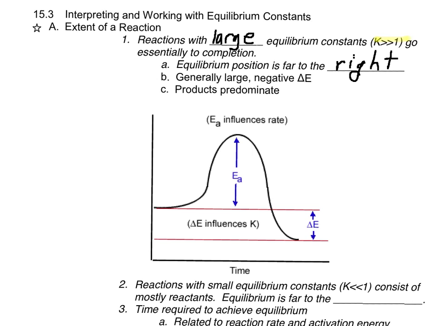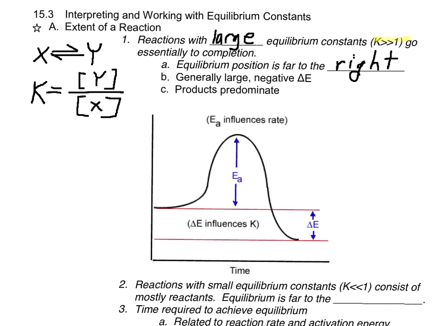For example, if I look at this reaction right here and at the equilibrium expression for this reaction, when equilibrium lies far to the right, that means I'm making a whole lot of y, so y is really large, x will be really small, and that gives me a large value for K. The exact opposite happens if you have a really small value for K. That means you have a lot of x and very little of y, so equilibrium is going to lie far to the left.